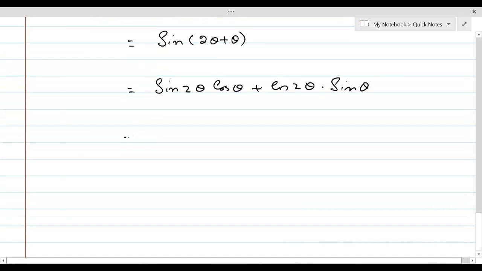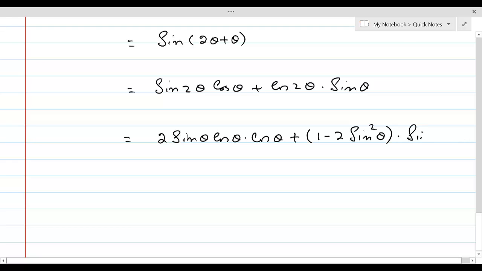That's why sin 2 theta can be written as 2 sin theta into cos theta plus cos 2 theta, which has 3 formulas, but we will be only using the one which involves only sine: 1 minus 2 sine square theta into sine theta. So this is equal to 2 sine theta into cos square theta plus sine theta minus 2 sine cube theta.